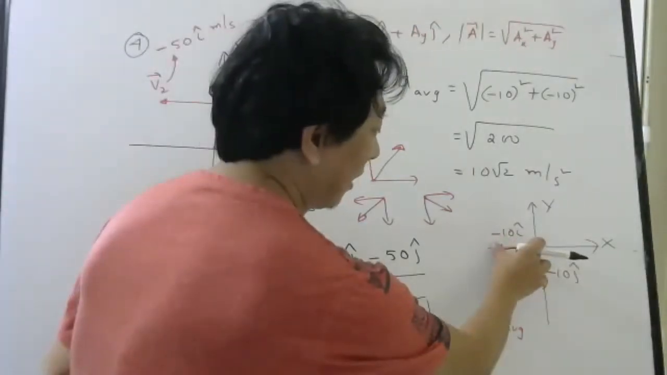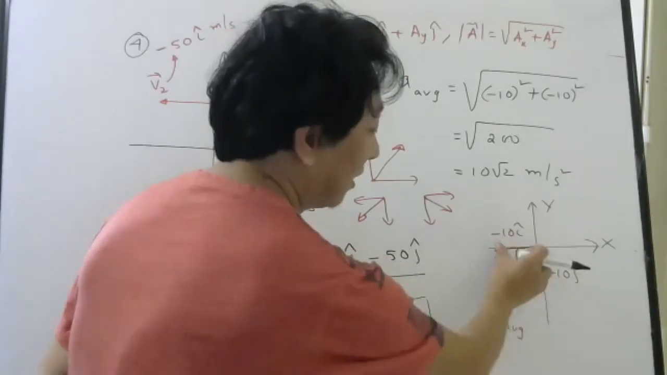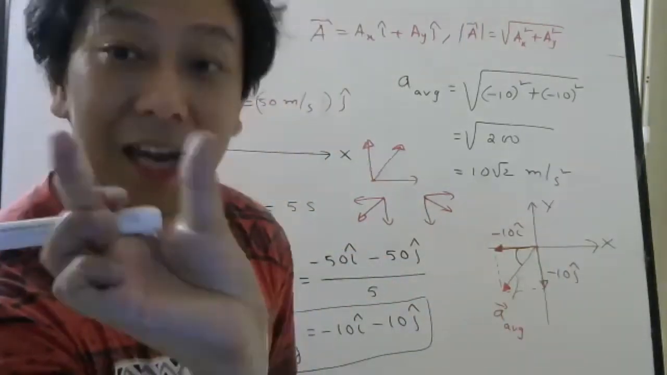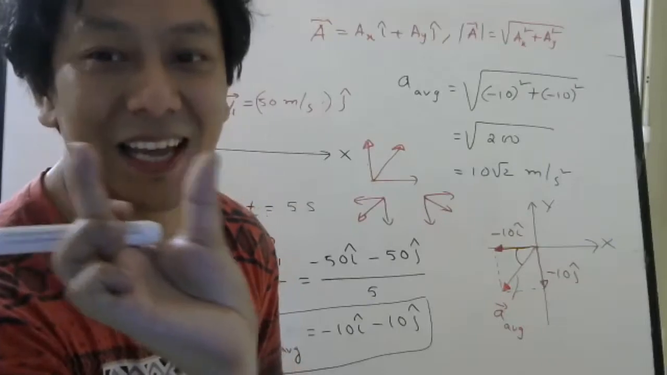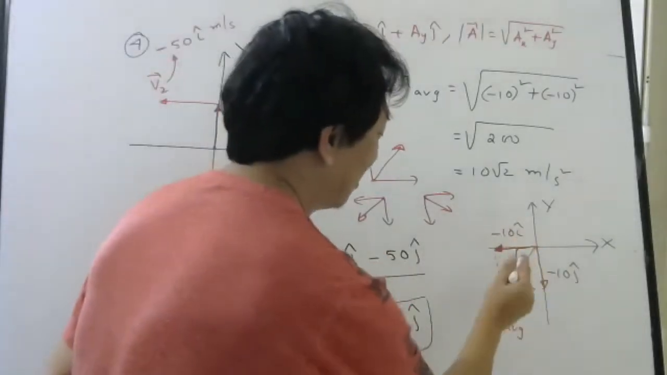This is adjacent. This is opposite. Both have magnitude 10 only. No, length is 10 only. Length 10, 10. So this will be 45.